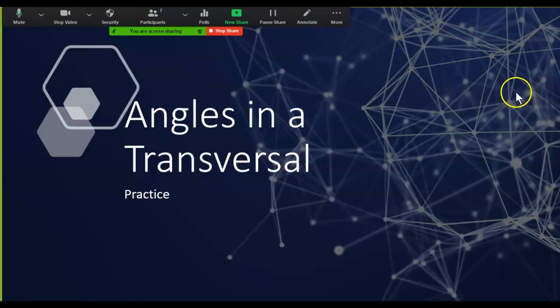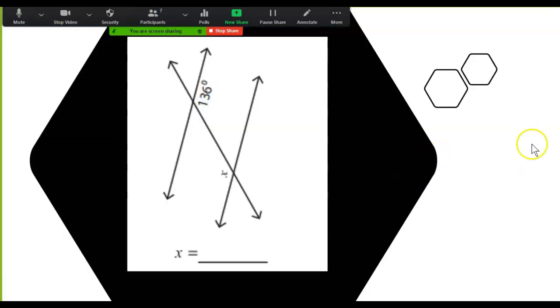Okay, at home, can you see my slide that I put up? Give me a thumbs up if you can see it. Awesome, thank you. Okay, first one, take a look at the picture. Think about classifying. Are they both obtuse? Are they both congruent? Or do they have to add up to be 180?